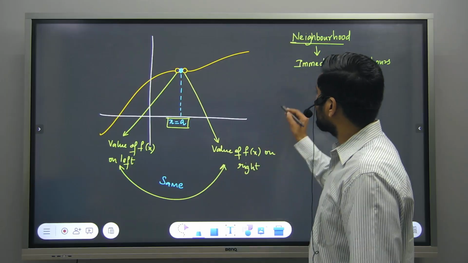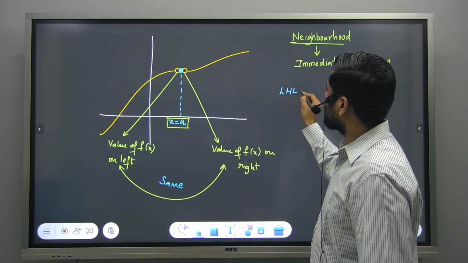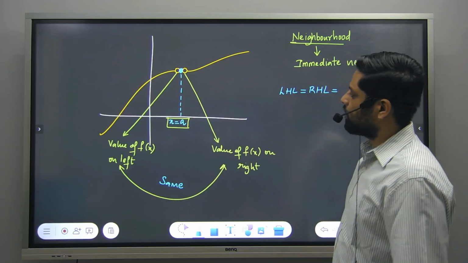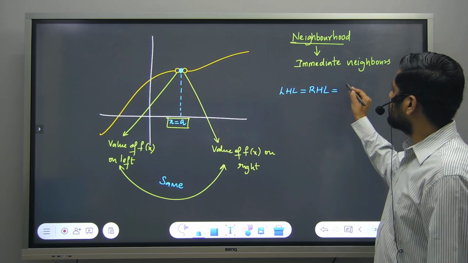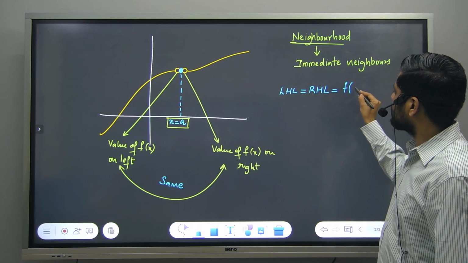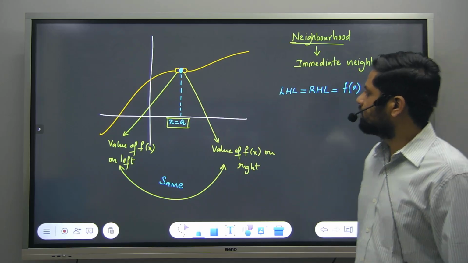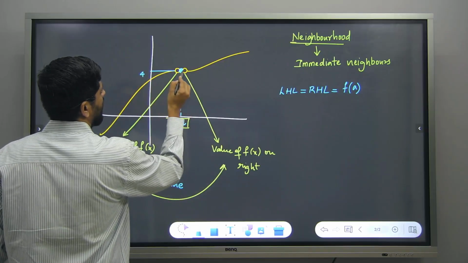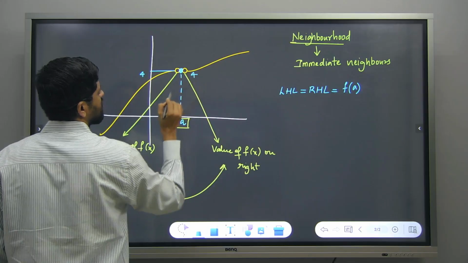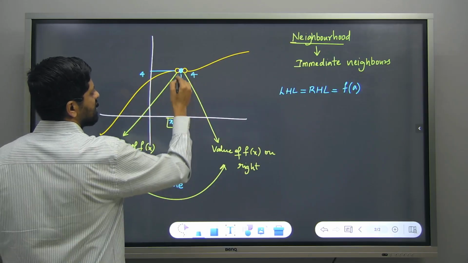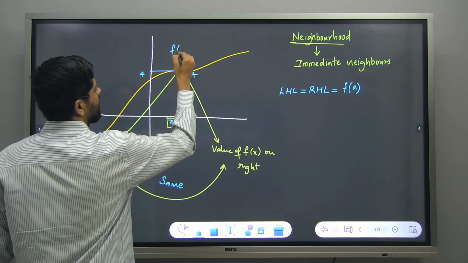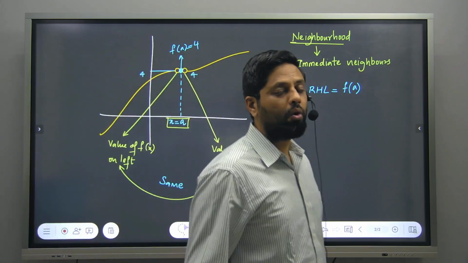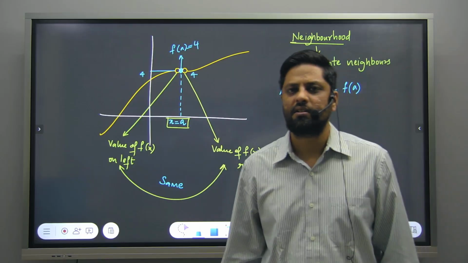What is also required, apart from the left hand limit being equal to right hand limit, is that it should also be equal to the value of the function at that particular point. So if on the left, say, it is 4, on the right it is also 4, I'm talking about the value of f of x, and at x is equal to a it should also be 4. Only then we can say that the function is continuous.